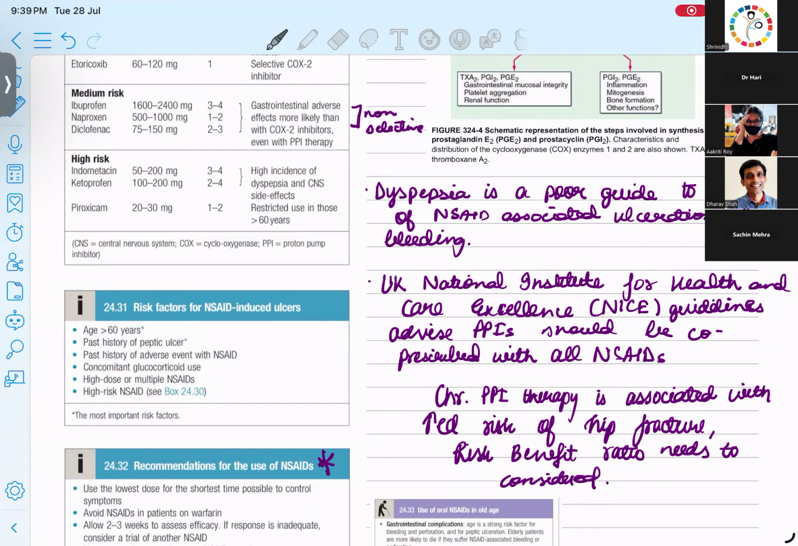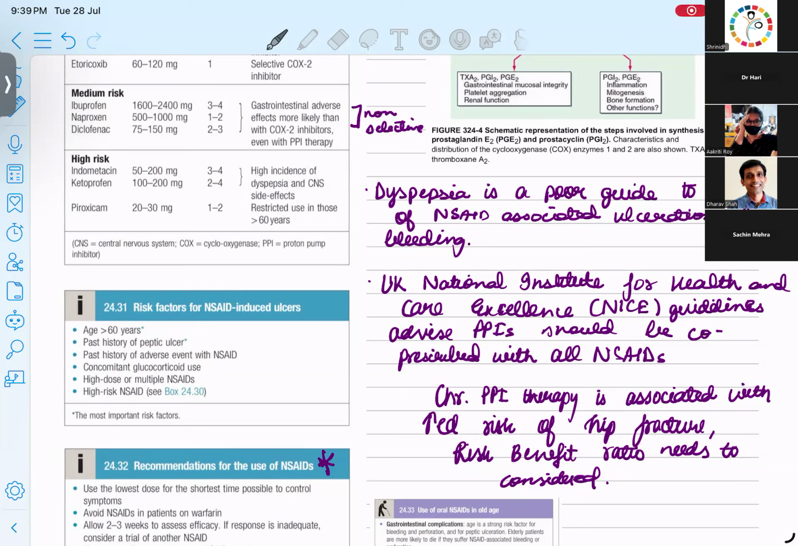The NICE guidelines advise PPIs should be commonly co-prescribed with all NSAIDs. But chronic PPI therapy is also associated with an increase in hip fracture. So in older patients, we have to consider, sorry for repeating, that the risk-benefit ratio needs to be reconsidered. Risk factors for NSAID induced ulcers are, of course, older age groups, more than 60 years.